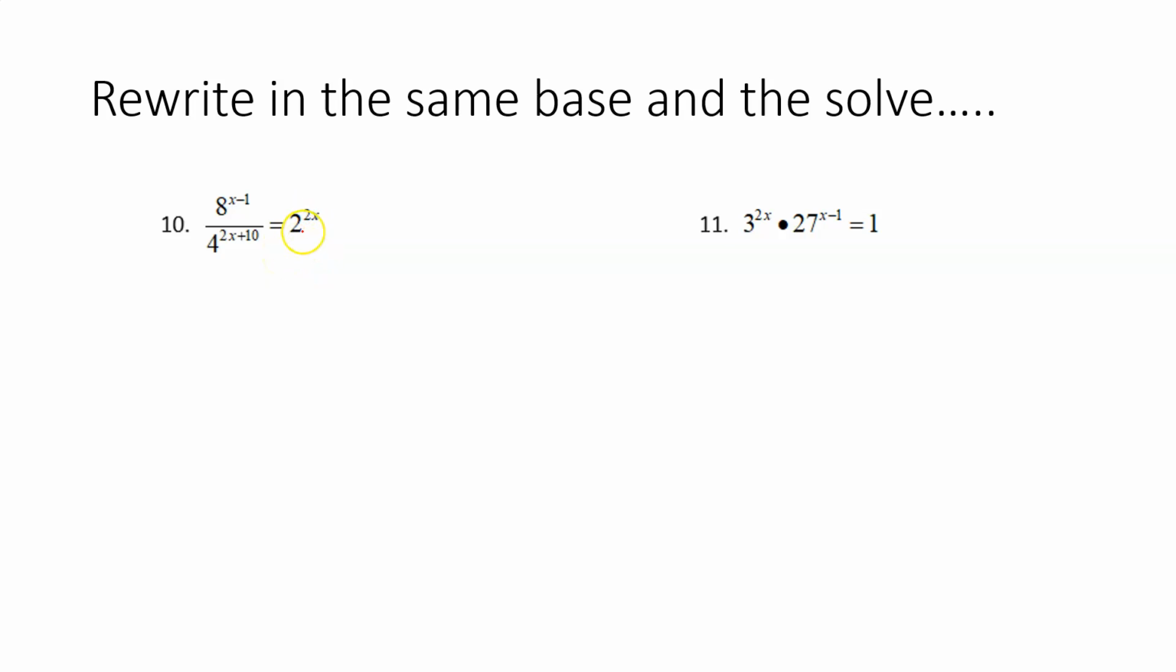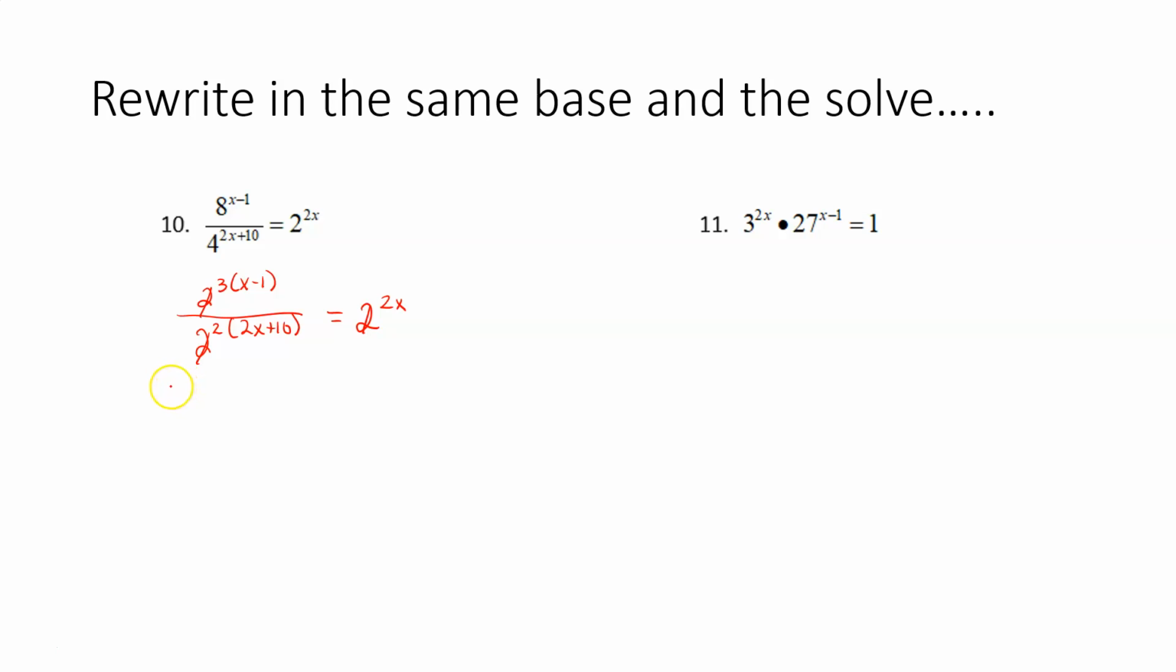So this one is 2. Let's see if we can make these other two into having a base of 2. So 2 cubed is 8. So this one becomes 2 cubed times x minus 1. And then 2 squared is 4. So 2 squared times 2x plus 10. And then let's leave that. Okay, so we know that these are exponents, and when you divide exponents, let's get rid of the bases. When you divide exponents, you're subtracting them.